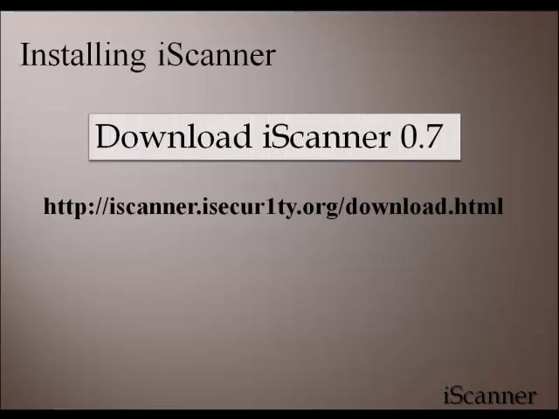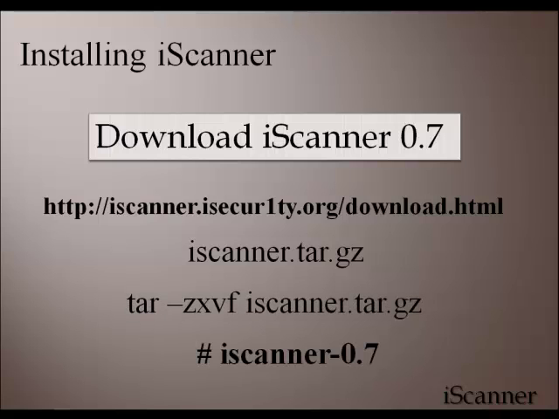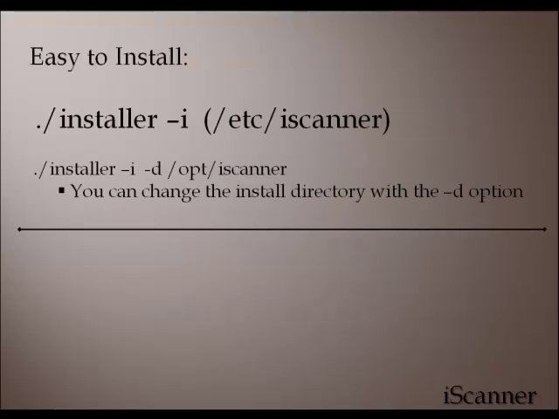Now on to installing iScanner. You will need to download iScanner from the iSecurity website. Select iScanner version 0.7 and save the file to your hard drive. The file downloaded is compressed into a tar archive file and will need to be extracted. To extract the tar file, type the following command. The file will decompress to an iScanner 0.7 directory, and it is from this directory you will install iScanner.